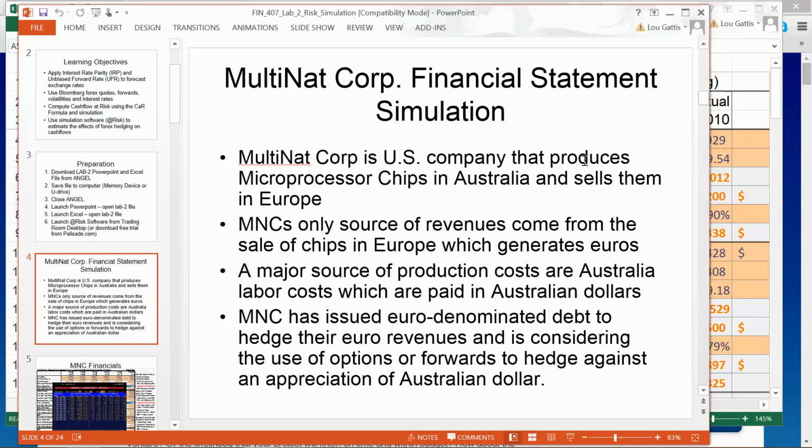Multinat is a US-based corporation that produces microprocessor chips in Australia and sells them to Europe. The only source of revenue comes from the sale of chips, which generate euros. They have costs in both dollars and Australian dollars, from labor where the chips are produced. MNC has issued euro-denominated debt, which is used to partially hedge the euro revenues. But they're mostly concerned about a rise in the Australian dollar, increasing labor costs in Australia.